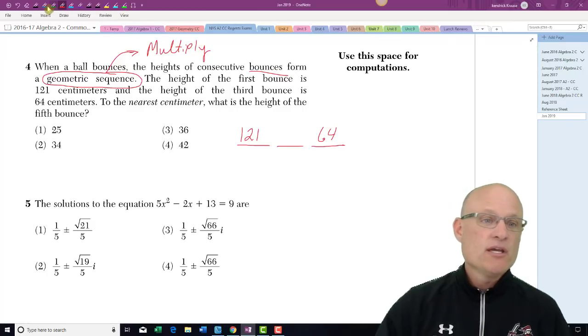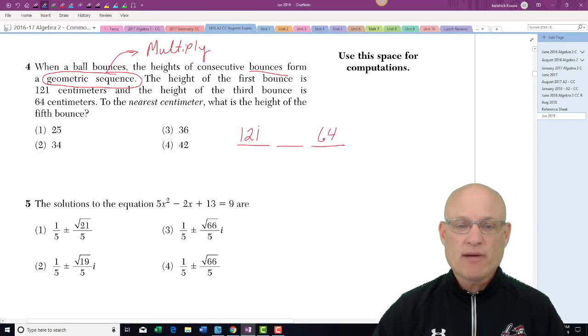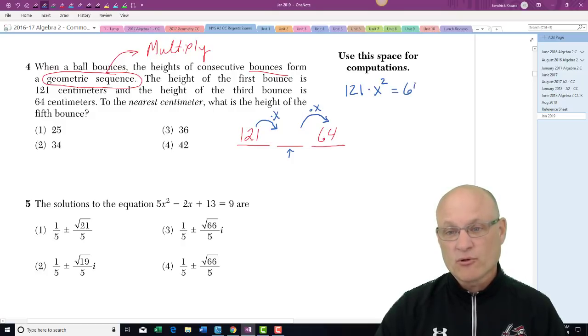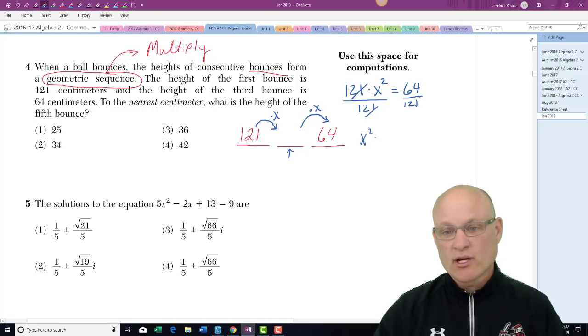All right? So how do we work on a geometric sequence? Well, a geometric sequence says we have to multiply by some number. We'll call it x to get to this next number. Then I'm going to take that number and multiply it by x to get this number. So in other words, I'm taking 121 and multiplying by x, and then multiplying by x again, which is really just x squared, and I want that to equal 64. So I divide by 121, and I get x squared equals 64 over 121.